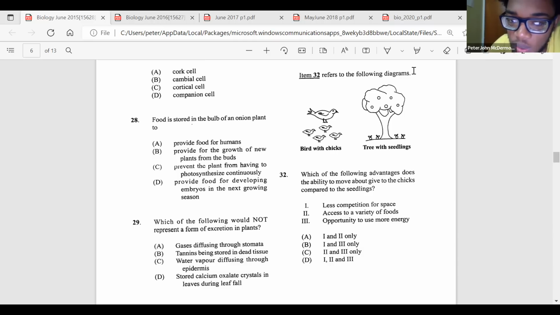Because D just sounds kind of awkward. Why would they say in the next growing season? First of all, food for developing embryos, sure. But in the next growing season, that sounds like something extra. But I have an answer sheet, so I'm just going to check it.